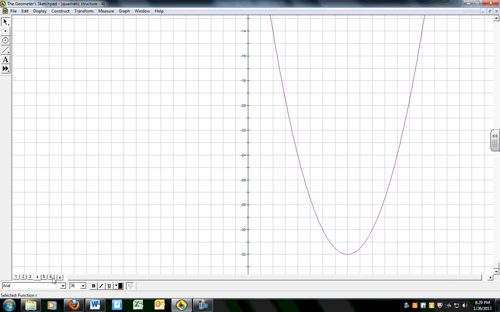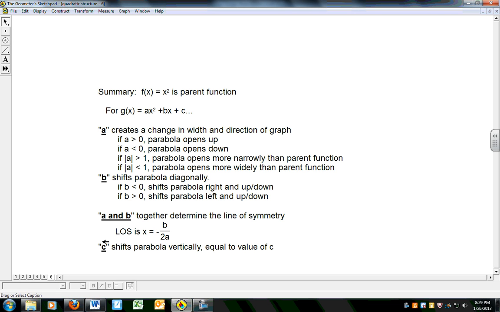So we've got some pretty challenging things to try to think about in transforming a quadratic equation. But for a brief summary, what we've got here, if g of x equals ax squared plus bx plus c, the modification to the parent function f of x equals x squared, a changes the width and direction of the graph. If a is greater than 0, that parabola opens up. If it's less than 0, that parabola opens down. If a is bigger than 1 in terms of its absolute value, that parabola opens more narrowly than the parent function x squared. And if a is less than 1, that parabola opens more widely.